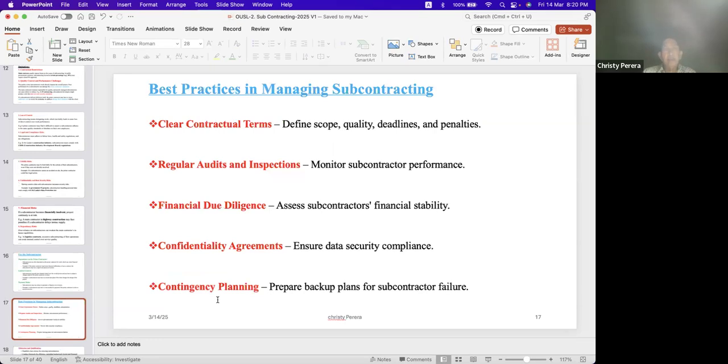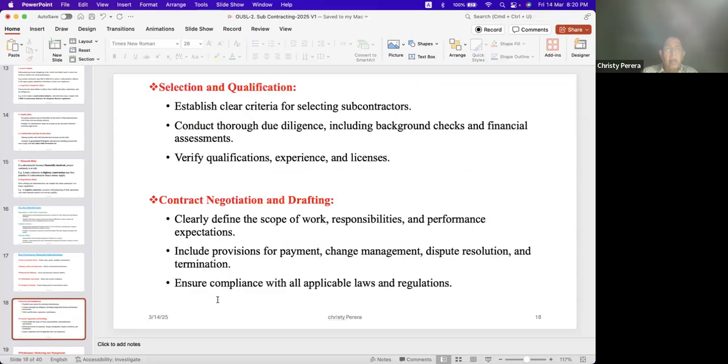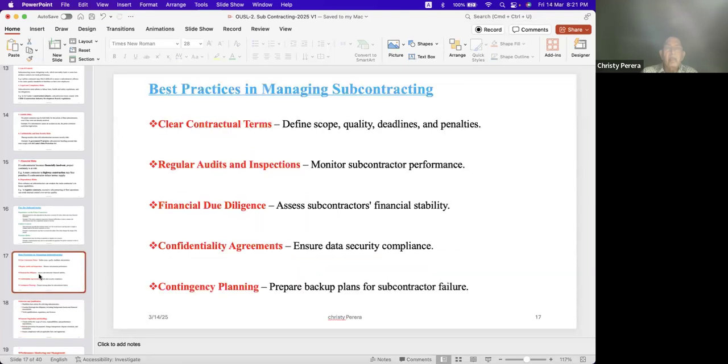Best practices to overcome these situations. Always in these lessons we study what the best practices are in managing subcontracting. Not only these 5 reasons, there are so many reasons, right? Some of these reasons I have mentioned here. We'll go one by one.